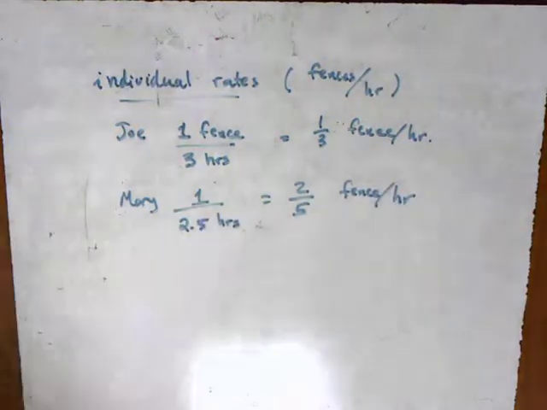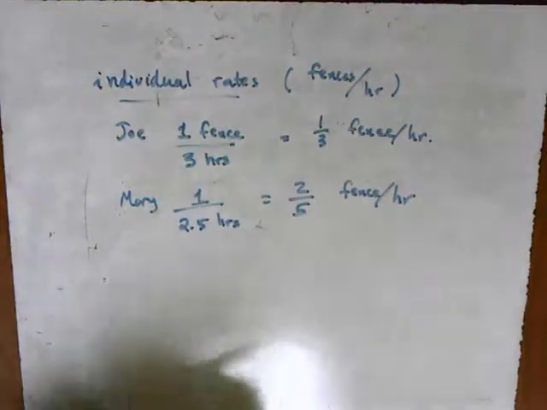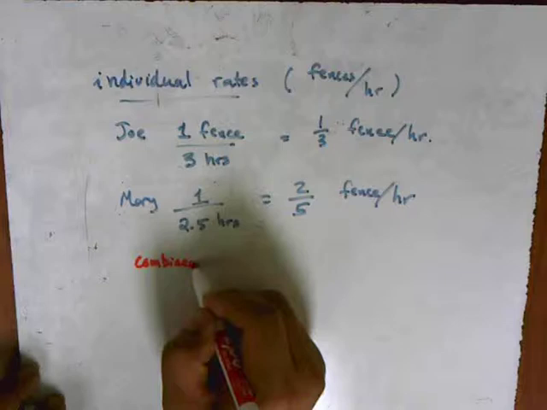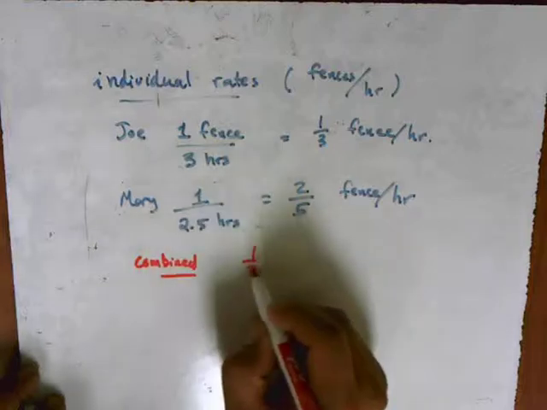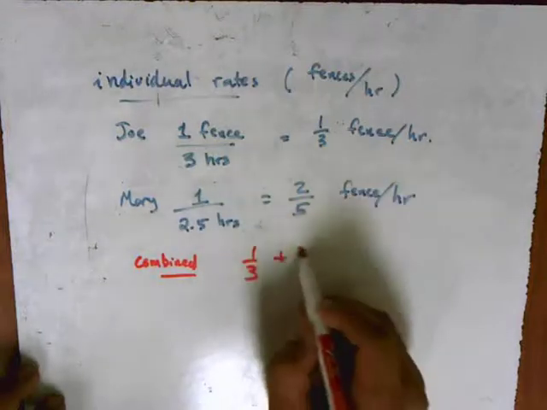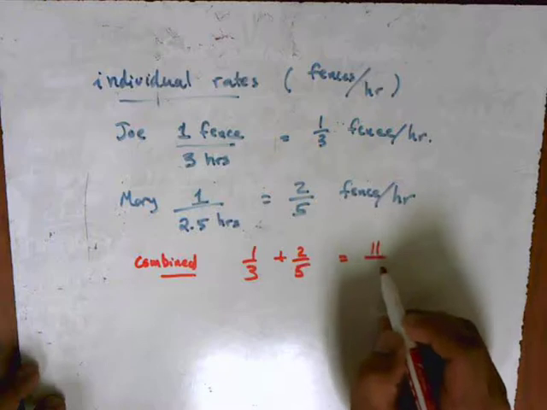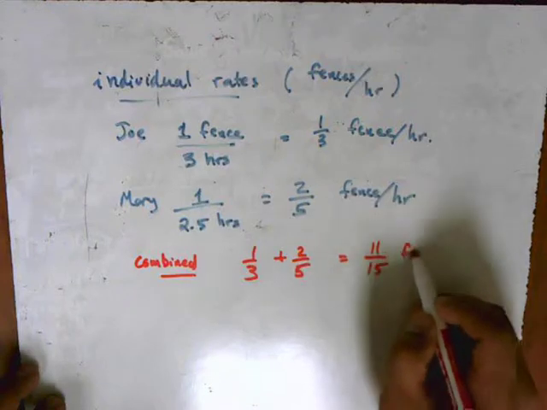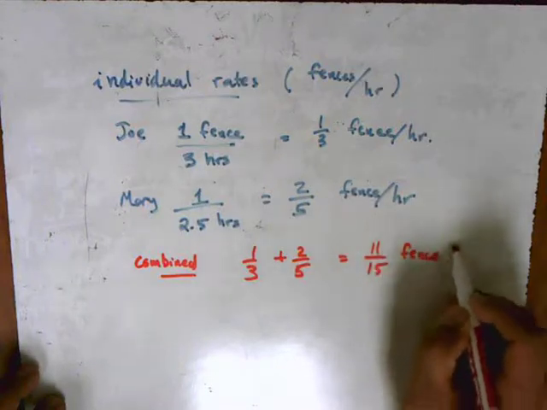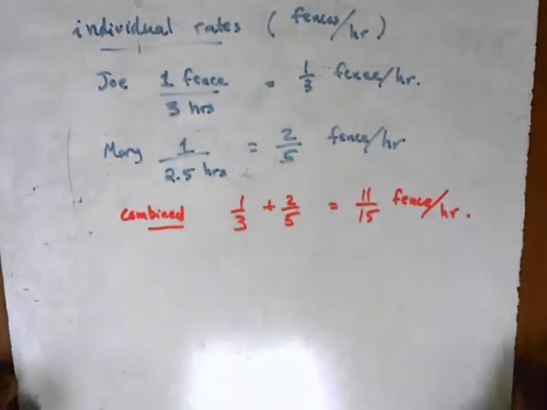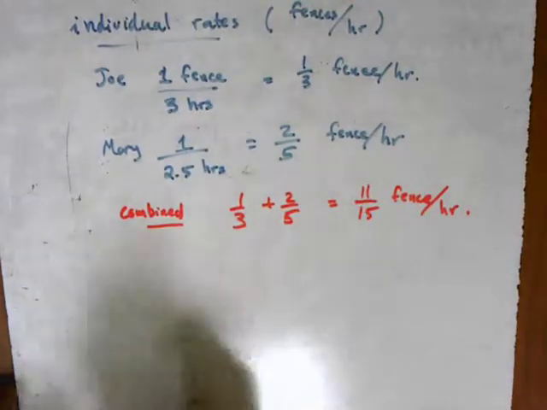For the combined rates, we can just add them together, because they are both working together. It's 1/3 of a fence per hour plus 2/5 of a fence per hour, and this comes out to 11/15. It's essential that you keep track of the units here, otherwise it's going to really mess you up, because this is a rate that we're talking about.